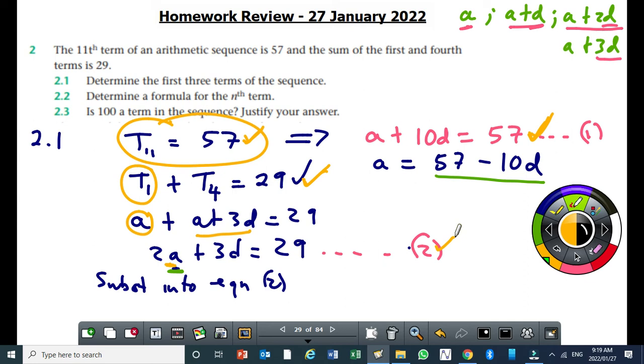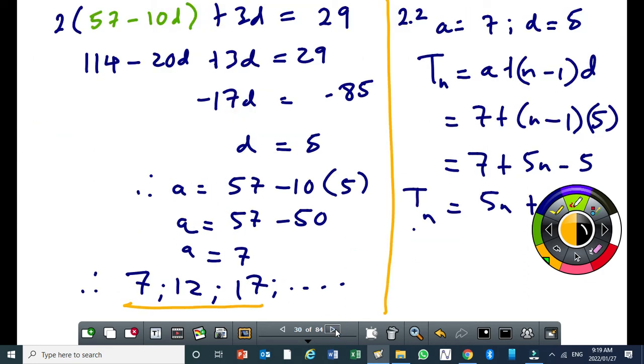So in equation 1, we make A the subject, we get 57 minus 10D. Then we have to substitute the A in the second equation by 57 minus 10D. And all that is grade 10 work. Okay? So, when you substitute the value of A, you simplify, you get D equal to 5. Those of you who did the work, you can get that. Yes, and thank you very much.